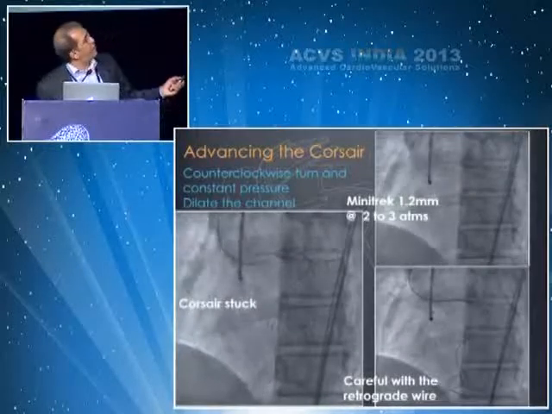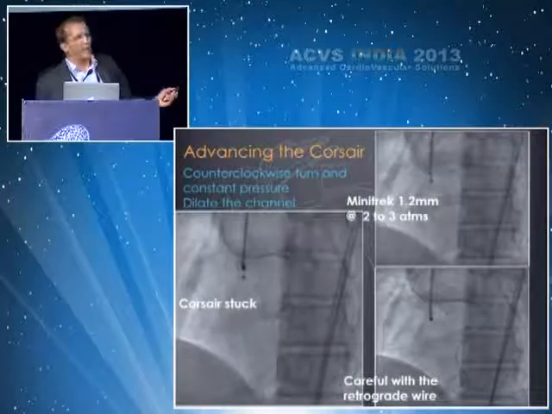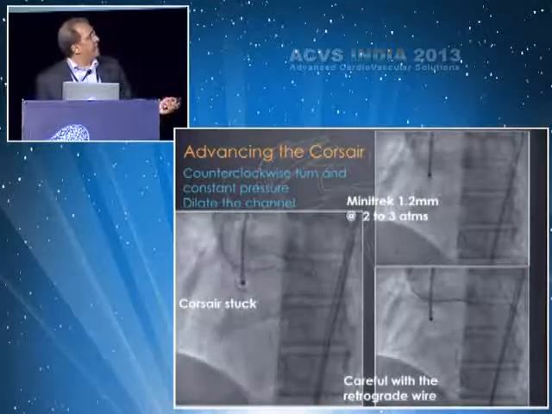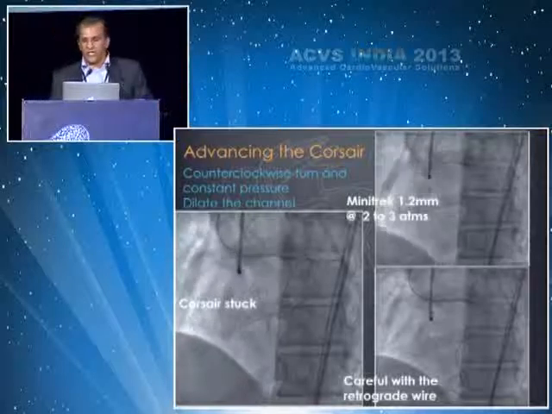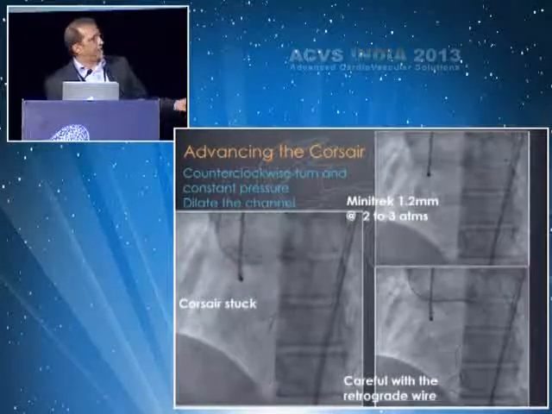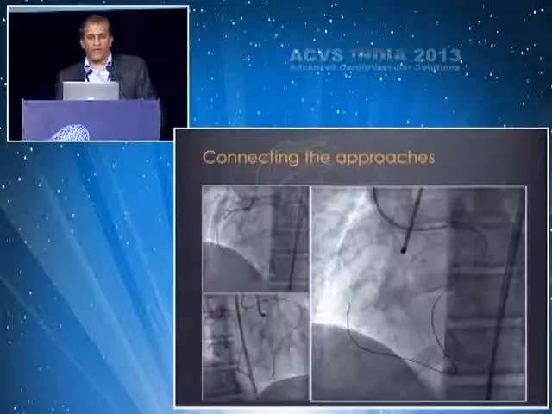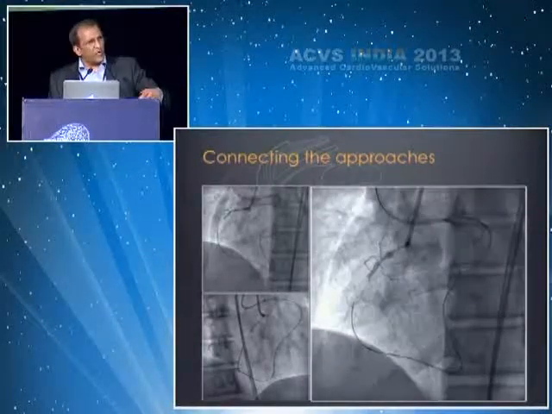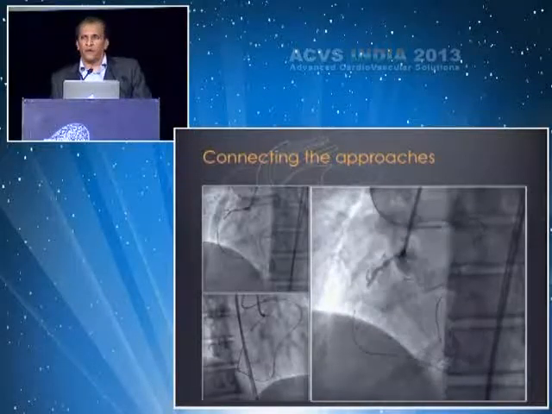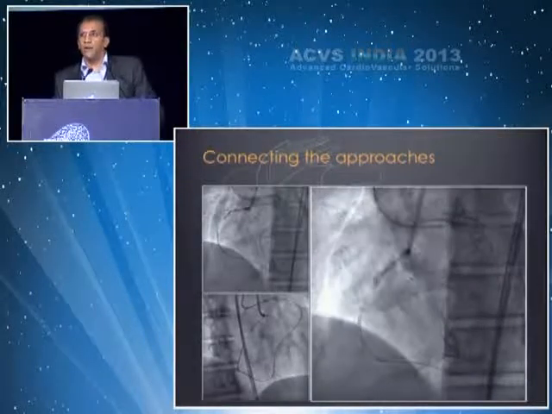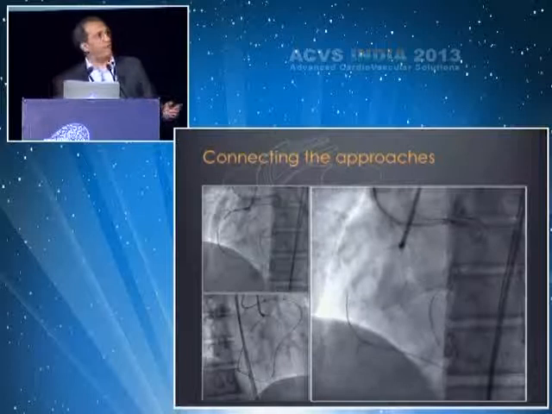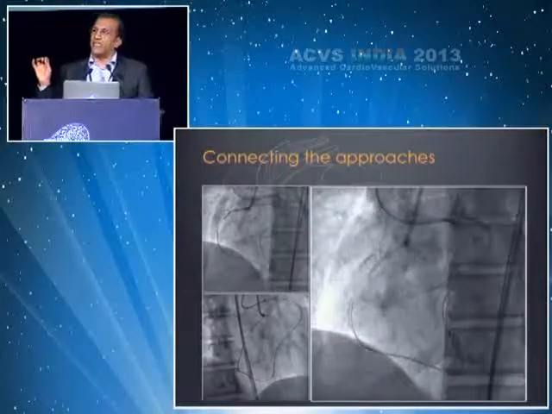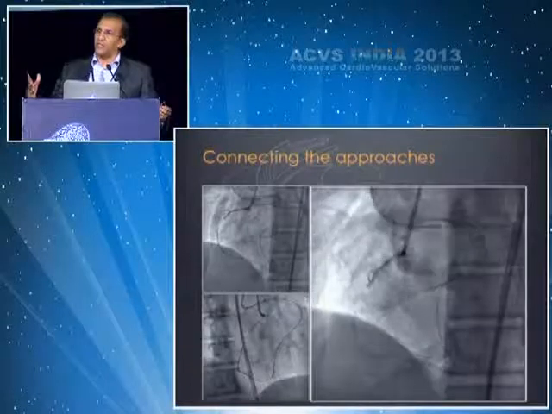And we've used a mini-track 1.2 balloon, not more than 3 atmospheres pressure, to dilate these channels. Then we had a successful crossing of the Corsair, as you can see, and the next thing is to set it up. Once you have your Corsair going into the distal part of the occluded artery and you've got a wire in the distal part, in a planned retrograde approach, this is the time when you go antegradely and set up your antegrade wires and positions.